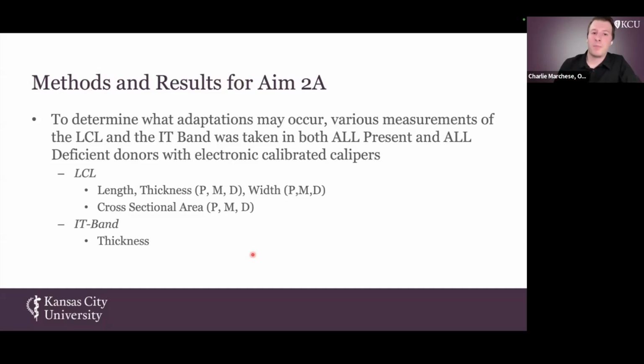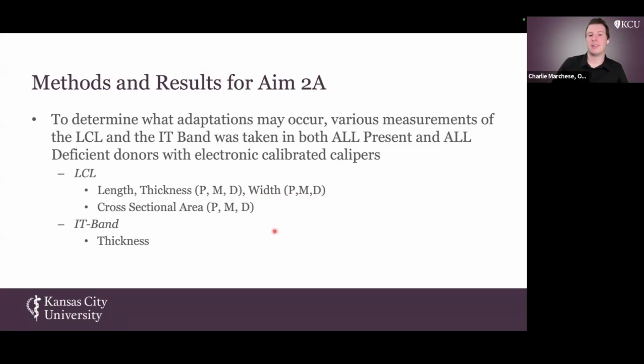So how do we do this? To determine what adaptations may occur, like I said, we took various measurements of the LCL and the IT band. Down here, it's just a little easier to understand within kind of table format. The measurements we took of the LCL were length, thickness, and the width. The length was just its origin to its insertion, but we took thickness measurements at its proximal, middle, and distal areas, as well as width at its proximal, middle, and distal.